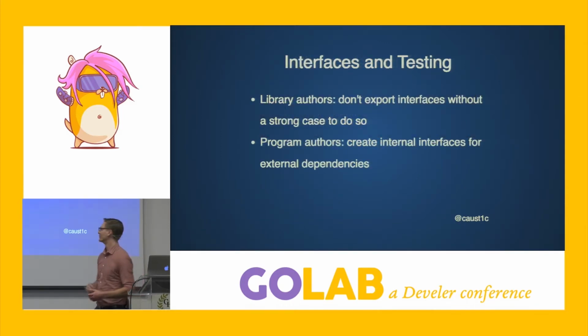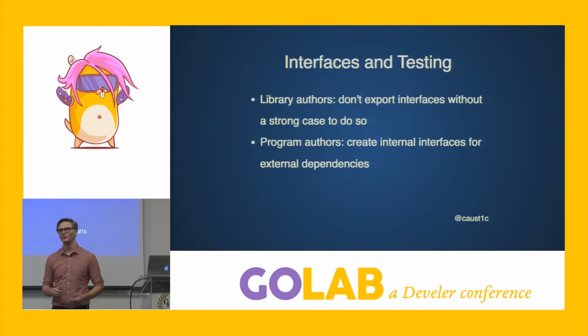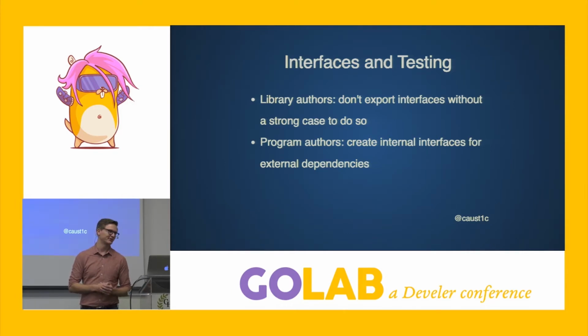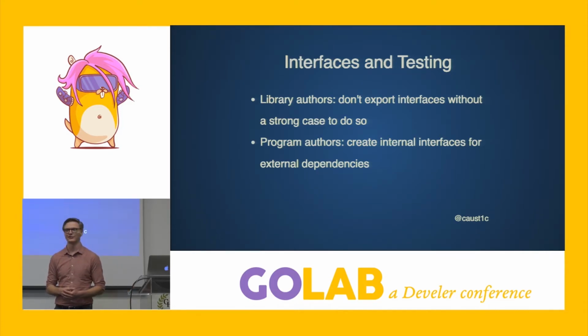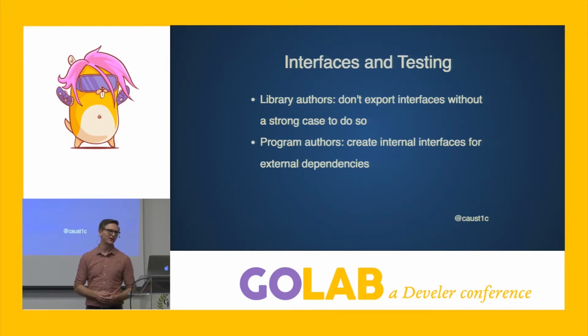Another very powerful feature of Go is interfaces. And I think interfaces are one of the more complex things for new people to Go to understand. It's a very powerful feature of Go, and I can't express enough how much I like them. But I do see them frequently misused, especially for people who are new to Go. So I would argue that library authors should avoid exporting their own interfaces unless they have a strong case to do so. And program authors should instead create their own internal interfaces to express their external dependencies. And this way, it'll make it a lot easier for you to be able to express exactly what you depend on. It'll also ease your testing concerns.